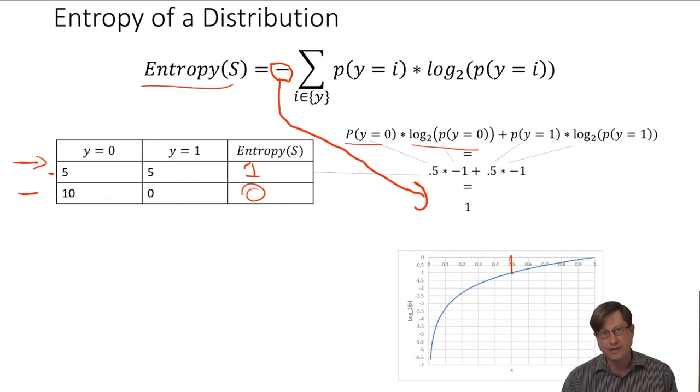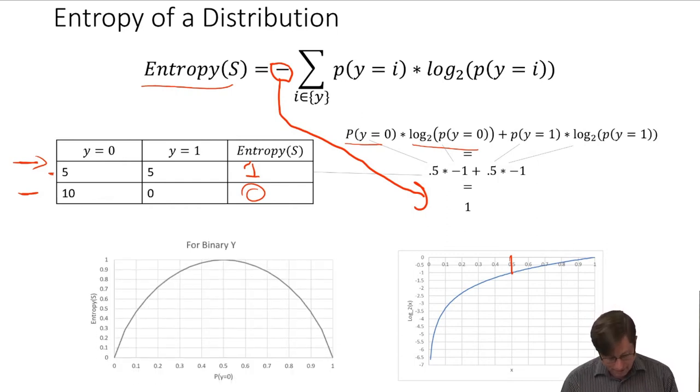Okay, so let's move on from that and say that when you have a binary Y, if you're doing classification or binary 0-1 predictions, you can plot the entropy with respect to the probability of y equals 0 or y equals 1, because it'll be 1 minus. So this thing will be symmetrical around 0.5. And that's just the shape of the plot for entropy across the different values of the distribution of class labels that you might bump into.